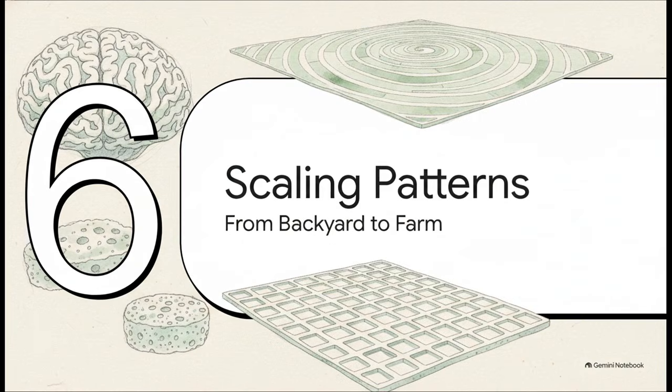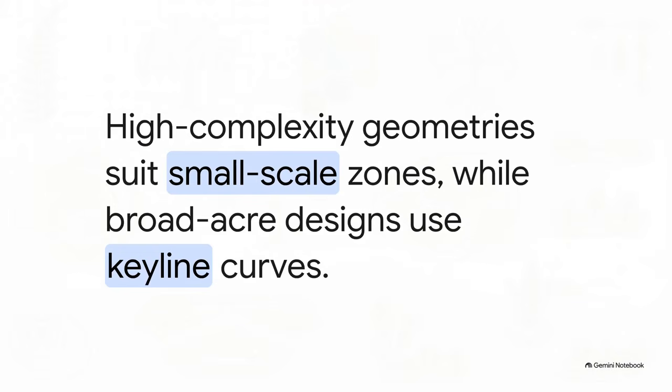Section 6. Scaling geometric patterns. So at this point, you might be wondering, can we build a waffle iron pit or a giant herb spiral out of a 100-acre farm? The short answer is, we have to adapt. Highly complex geometries, things like tight, intricate mandalas, keyhole beds, and vertical herb spirals, they are perfectly suited for small-scale zones, like your immediate backyard, where manual maintenance is easy.